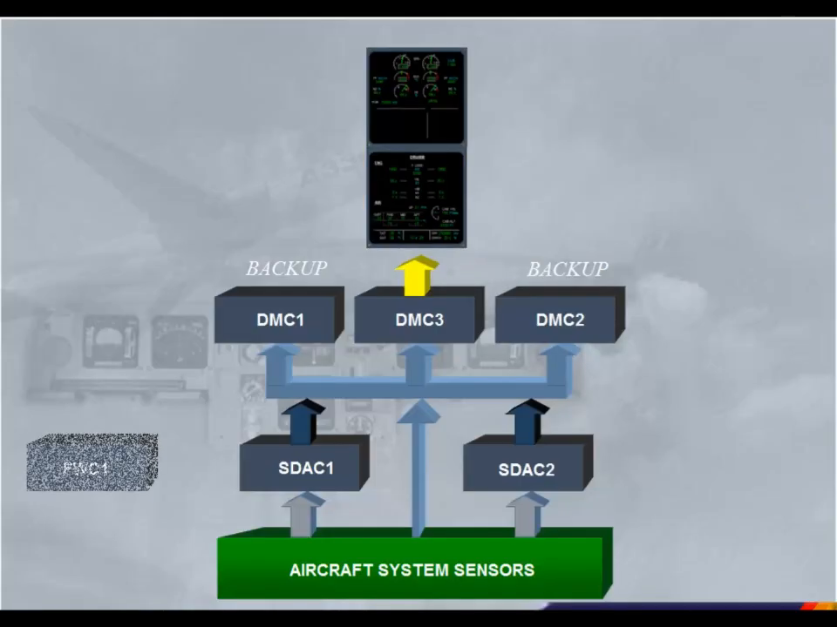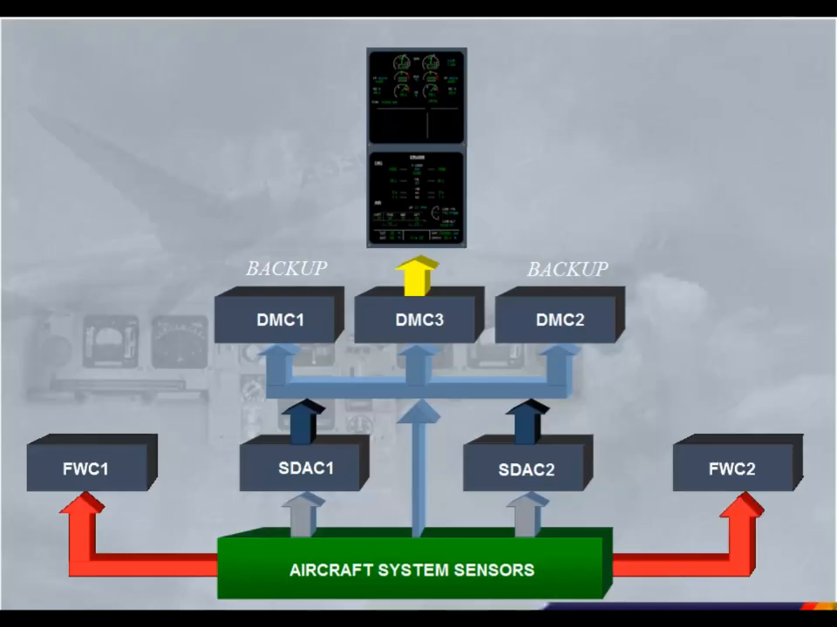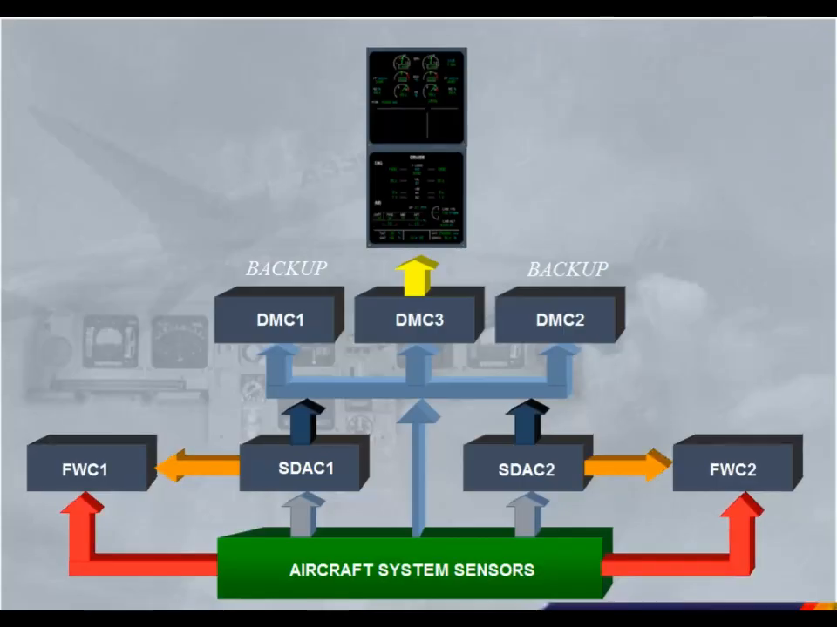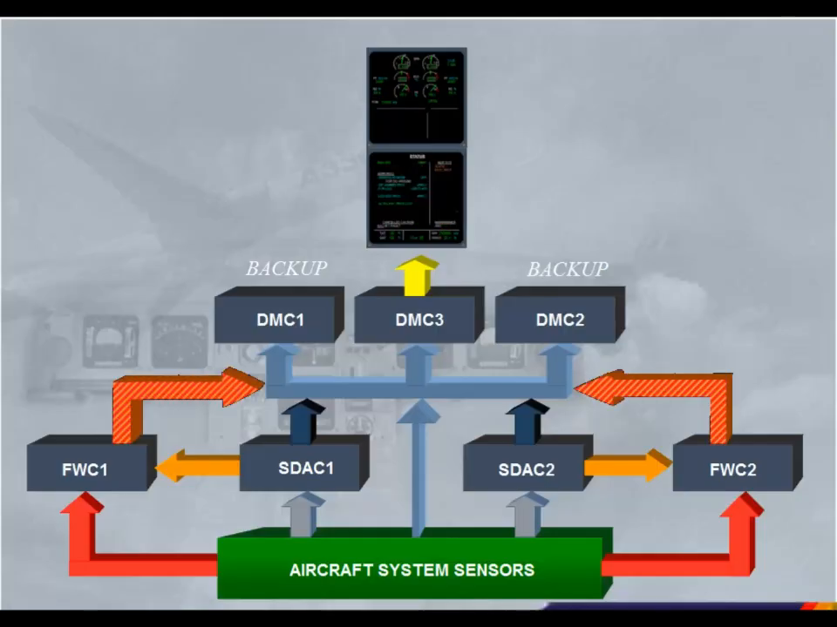Two identical flight warning computers, FWC, receive data from the aircraft system sensors to generate red warnings and the SDACs to generate amber cautions. The flight warning computers then supply the DMCs for the display of alert messages, the attention getters, the loudspeakers for oral alerts and synthetic voice messages.